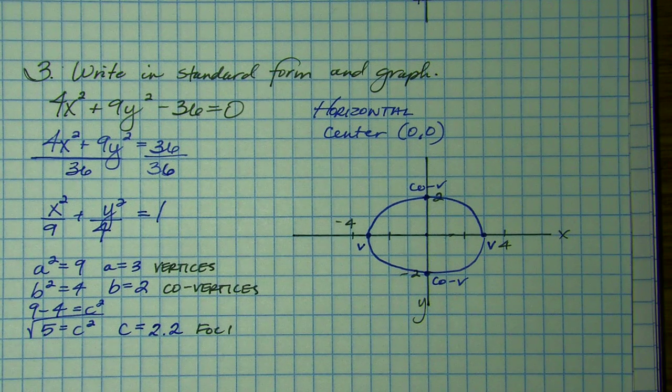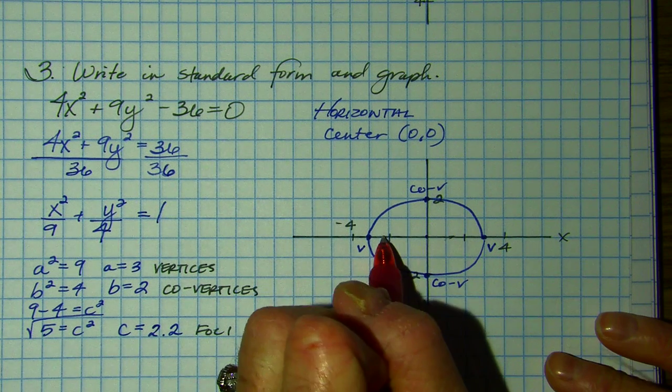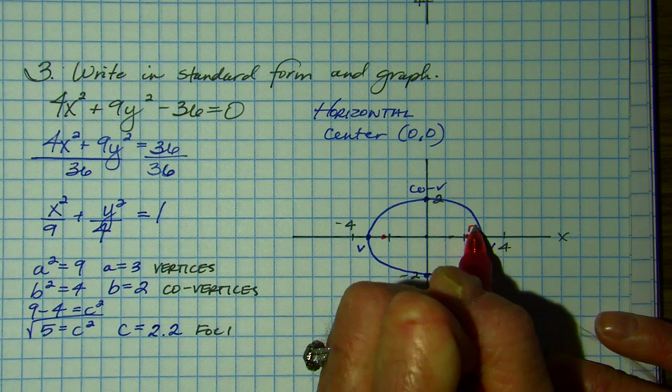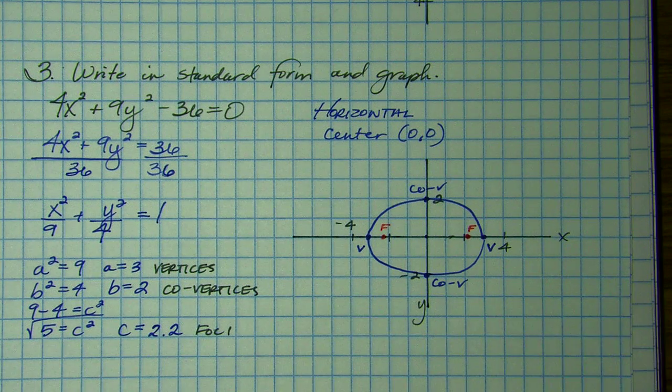And then last would be my foci. That wasn't perfect. And so it should be 2.2 in the same direction as your vertices. And that is it.